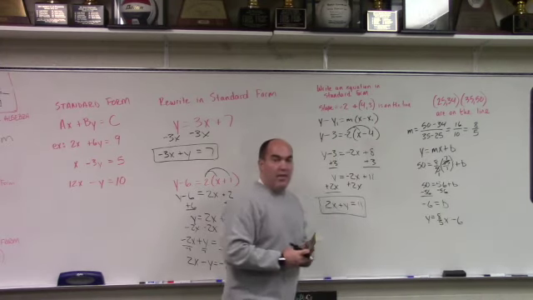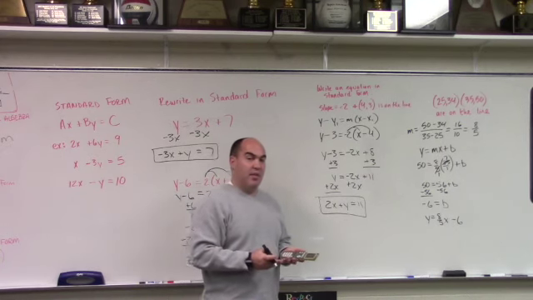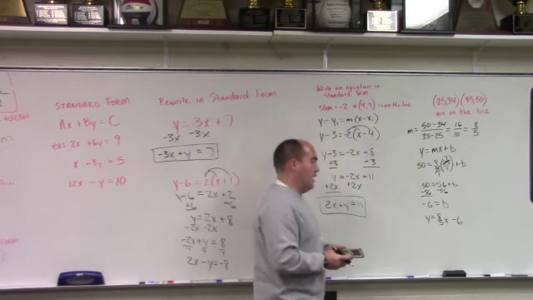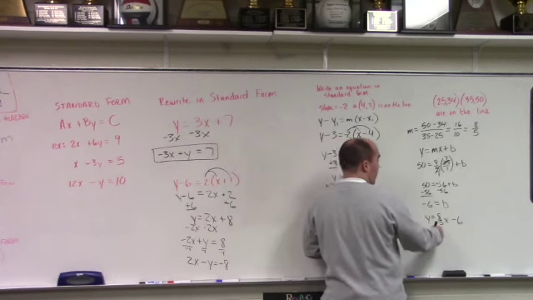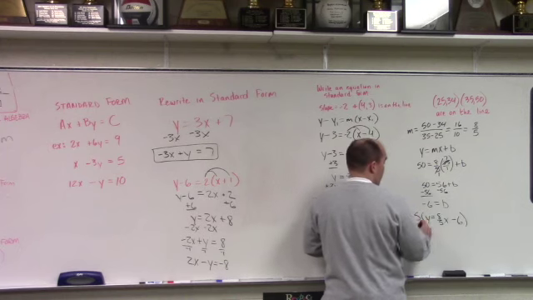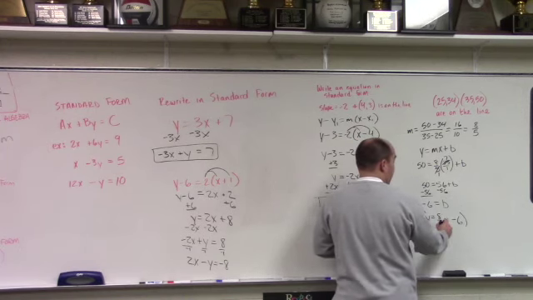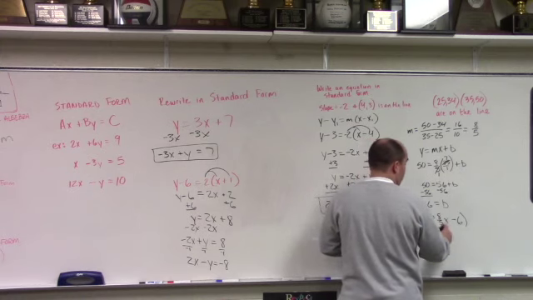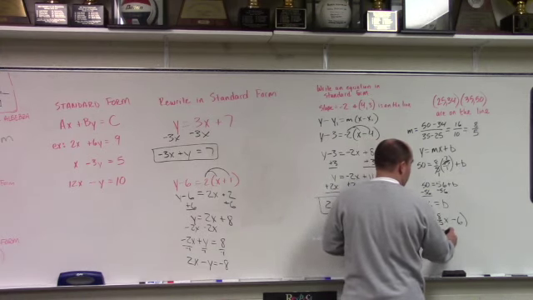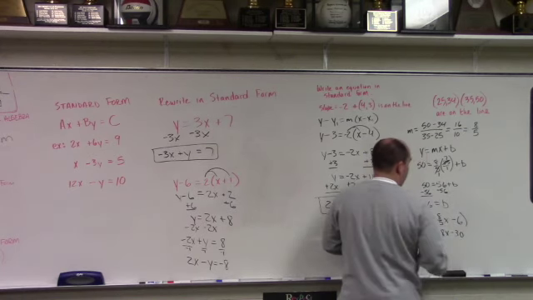Now, whenever I write it in standard form, I don't want to use any fractions. So the first thing I want to do is go ahead and get rid of this fraction. So I'm going to multiply every single thing by 5. Okay? So this becomes 5 times y. 5 times the 8/5 is going to cancel out the 5 and just make 8x. And then 5 times negative 6 is negative 30.